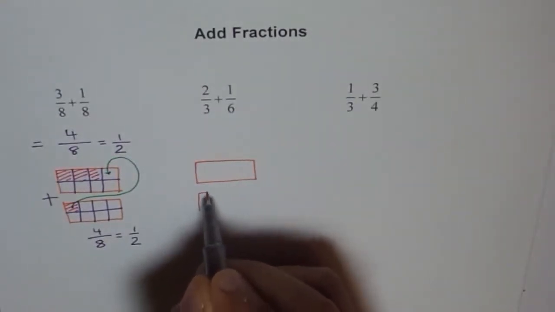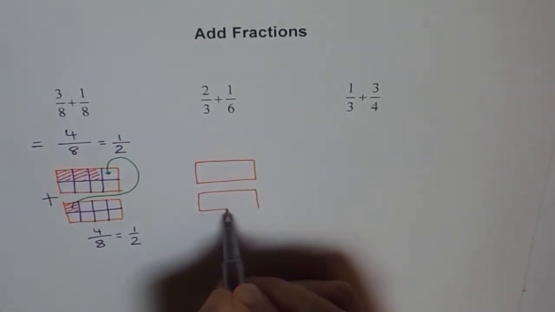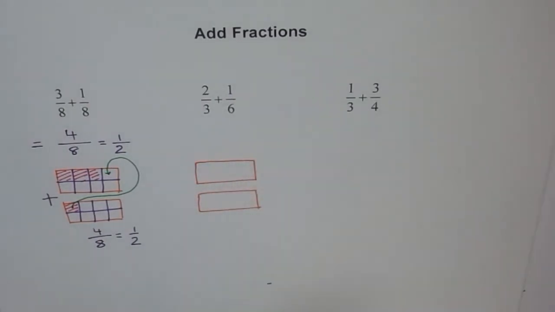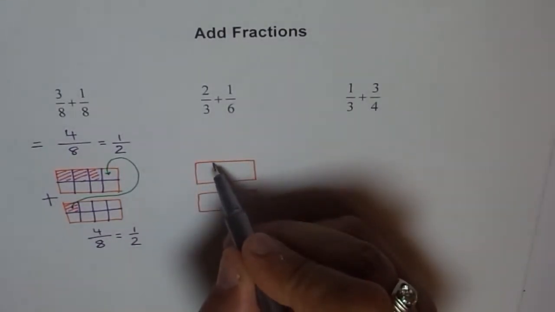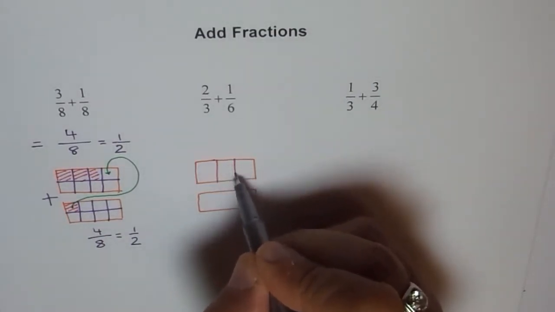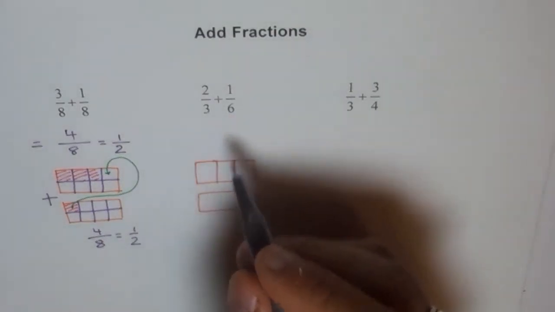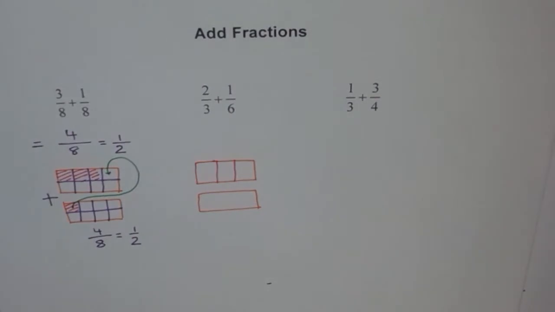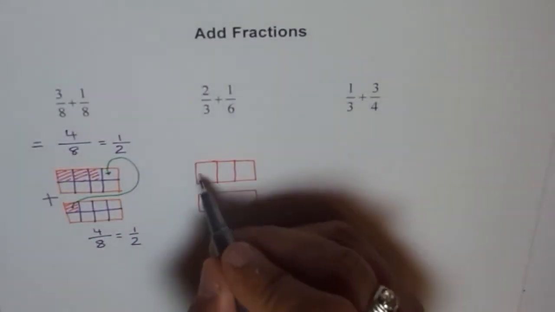1 and 2. Now to divide it into 3 parts, let's do it like this. So this is the first one, right? 1, 2 and 3. So, and because we have 2 out of 3, I'll shade 2 of them.